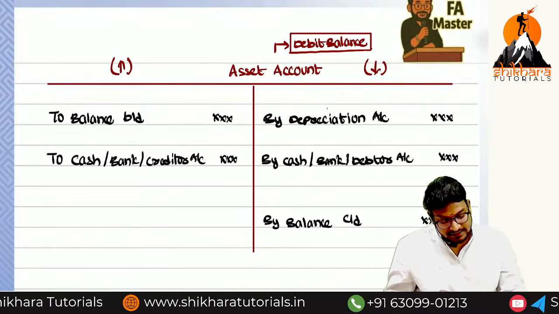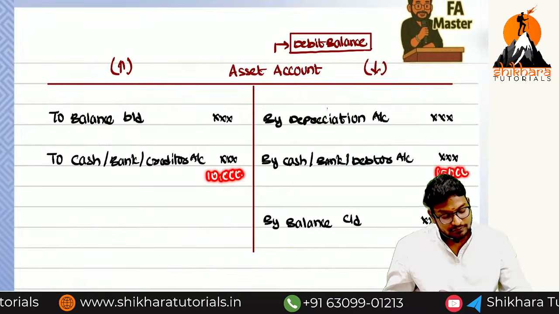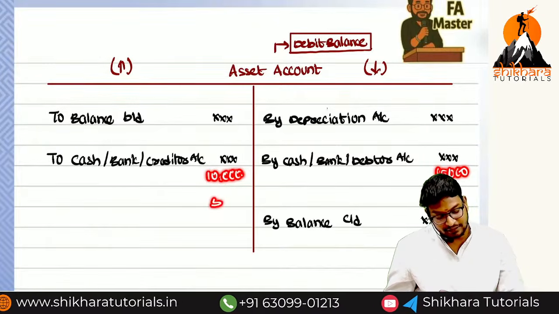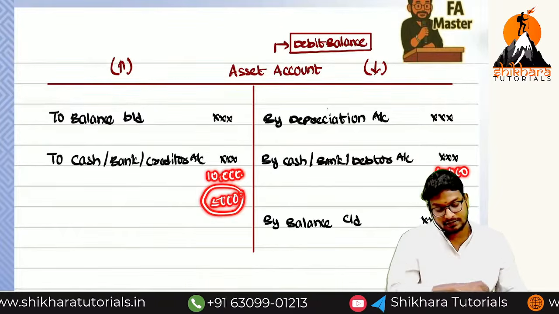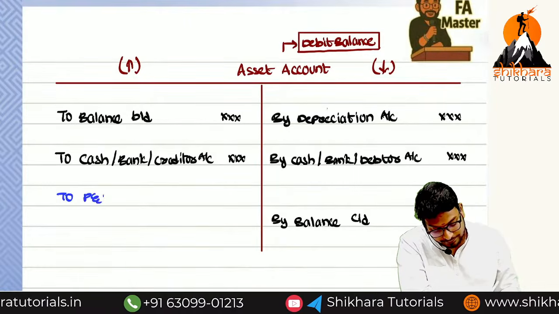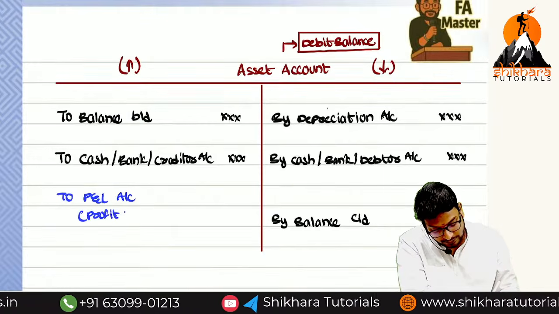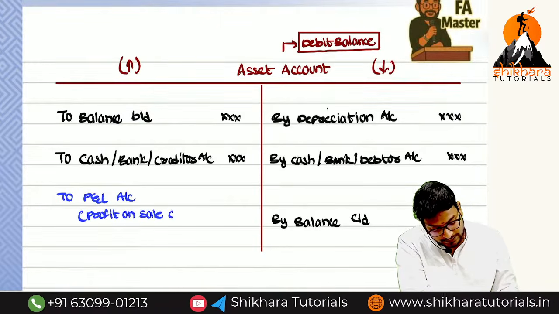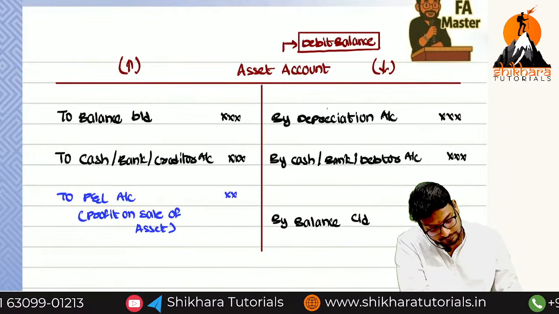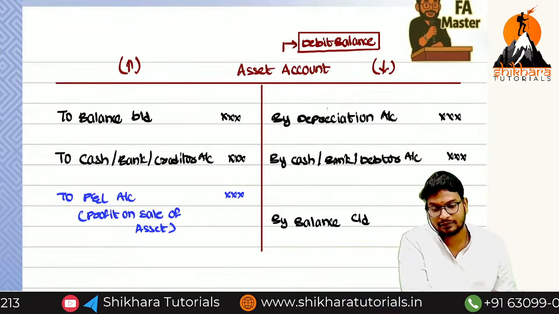Yes or no? Purchase happening, let us imagine 10,000. You are going to sell at how much? 15,000. That means the balance of 5,000 will be coming to the picture on which side? Debit side. So that profit we have to transfer to P&L account. So to profit and loss account, in bracket you can write profit on sale of asset.